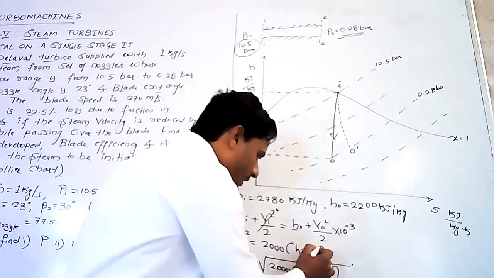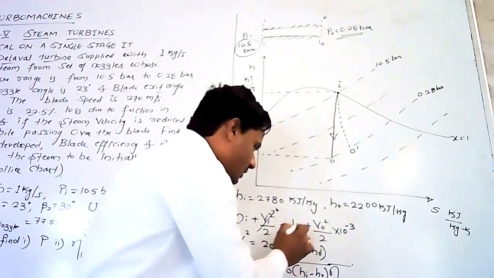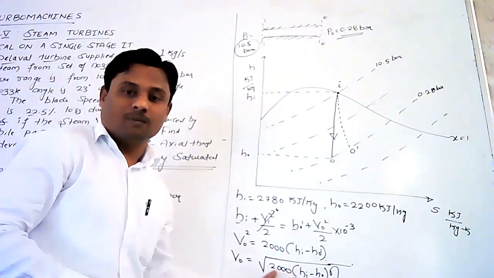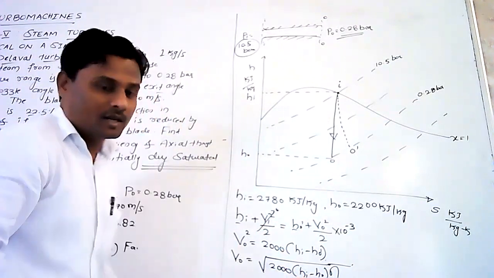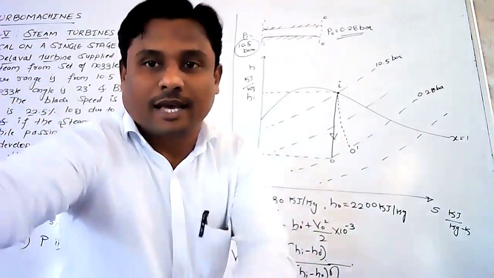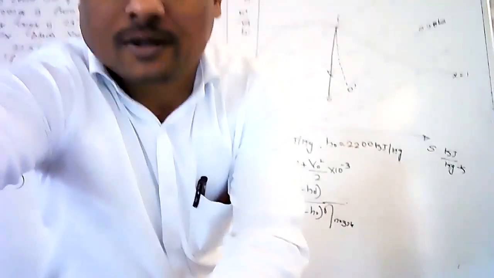So here we can write H naught dash. This is the actual process, and here we have to multiply with the nozzle efficiency. We will get the value of the actual expansion here. Okay, actual expansion. Hope this is clear.